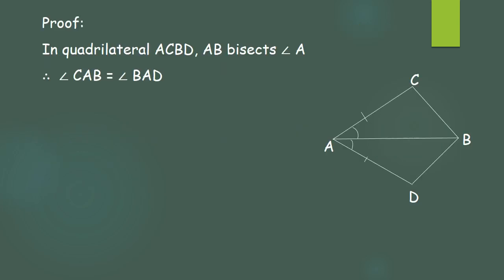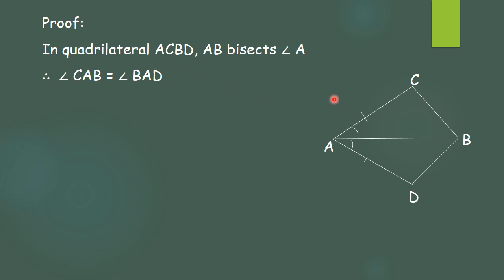Now we will start writing the proof. Always, the way to write the proof is to first describe the diagram. So this is the description of the diagram, that is, ACBD is a quadrilateral, AB bisects angle A. Just, what is meant by bisector? It divides the angle into equal halves. So angle CAB is equal to angle DAB.